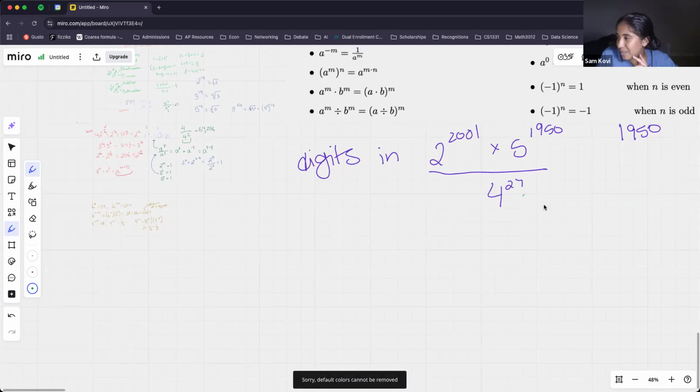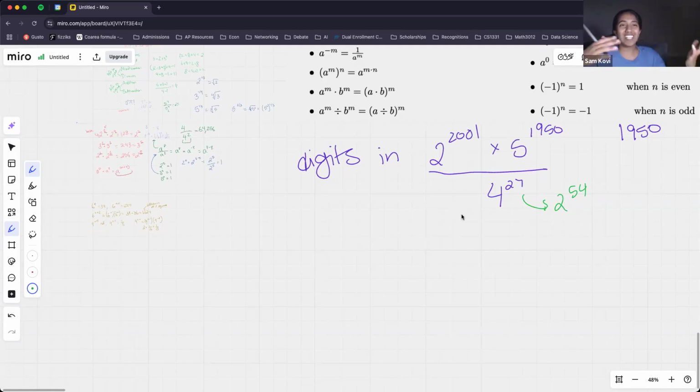Okay, Manit says it's 2 to the power of 54. Do you guys agree with that? Disagree? What do we think? Okay, Pranay also says 2 to the power 54, so does Aditya. Okay, and that's correct because 4 is 2 squared. So if I'm doing 2 squared raised to the 27th power, remember our exponent multiplication rule, I get 2 times 27 in the exponent, which is 54. So 2 to the power 54. So this expression is 2 to the power of 2001 times 5 to the power of 1950 divided by 2 to the power of 54.